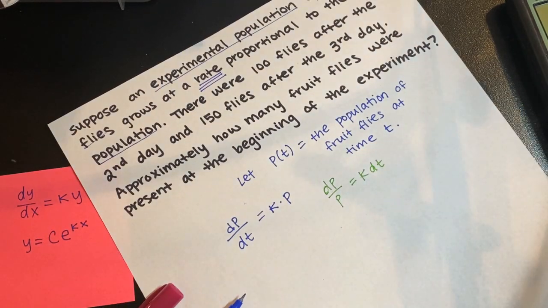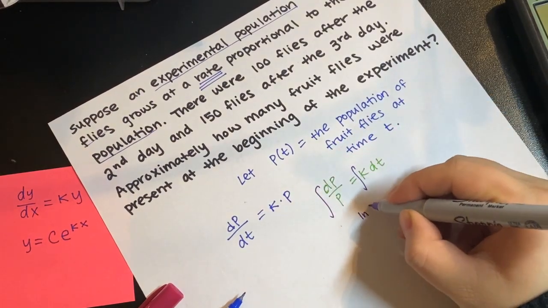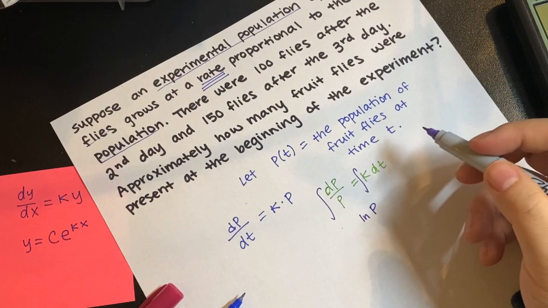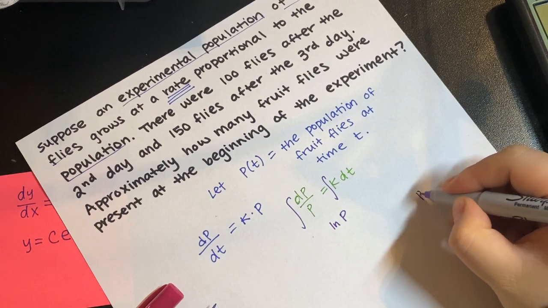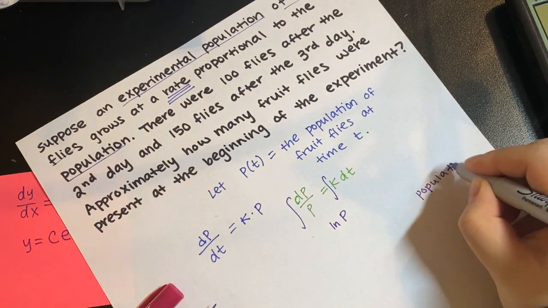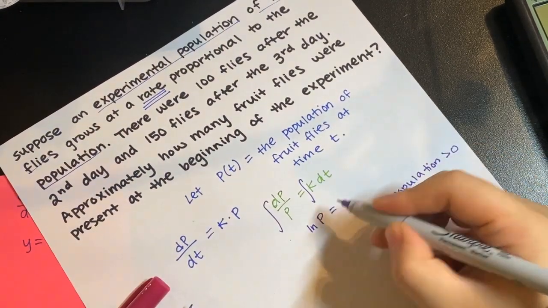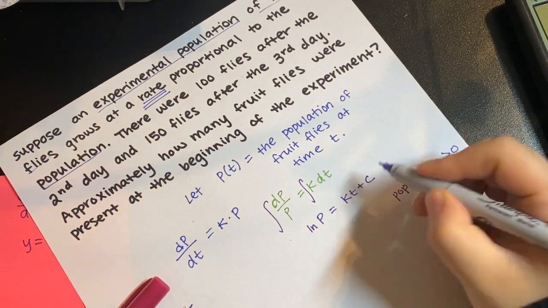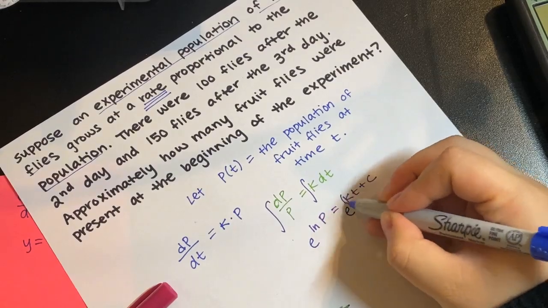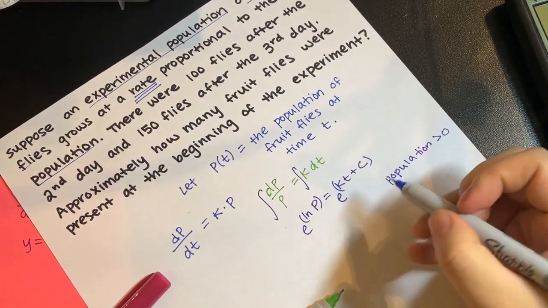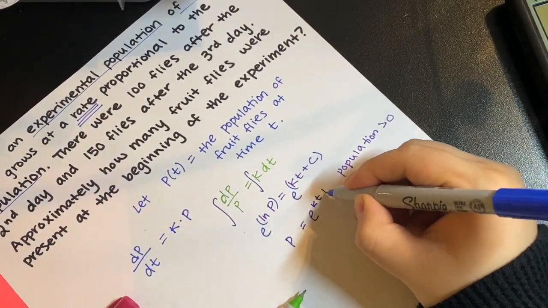Then you go ahead and take the integral on both sides. We get the natural log of P, and the population of fruit flies is going to be positive, so no need for absolute value. You might want to write that on the side, population is greater than 0, just to be safe. So this would be equal to kt plus C, and then raise e to the power of both sides. e to the natural log of P is going to be P. This is going to be e to the kt plus C.